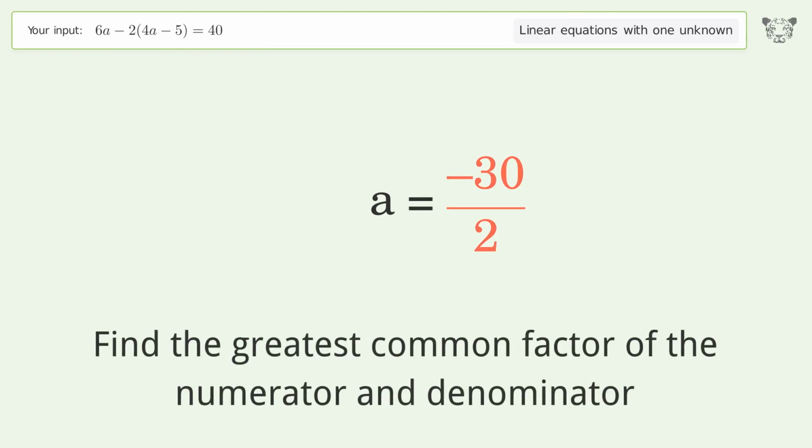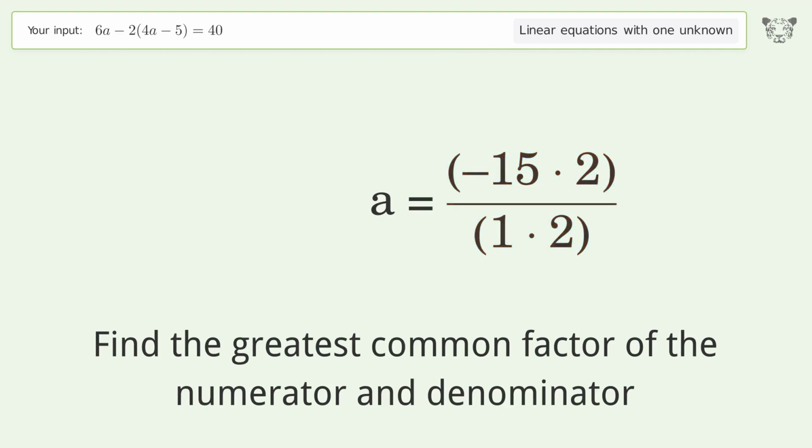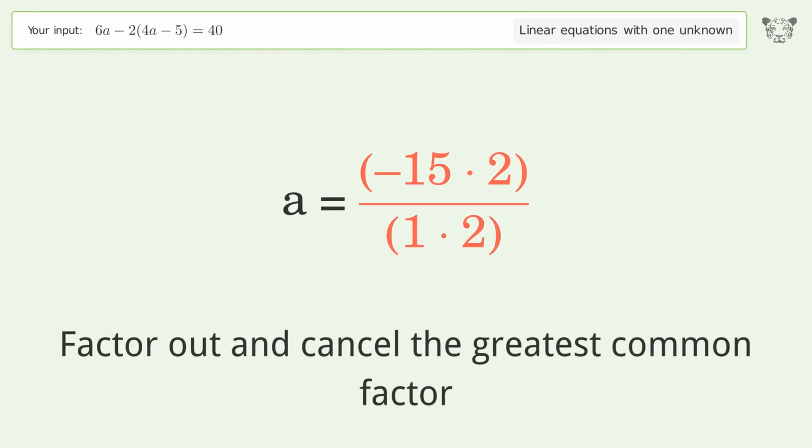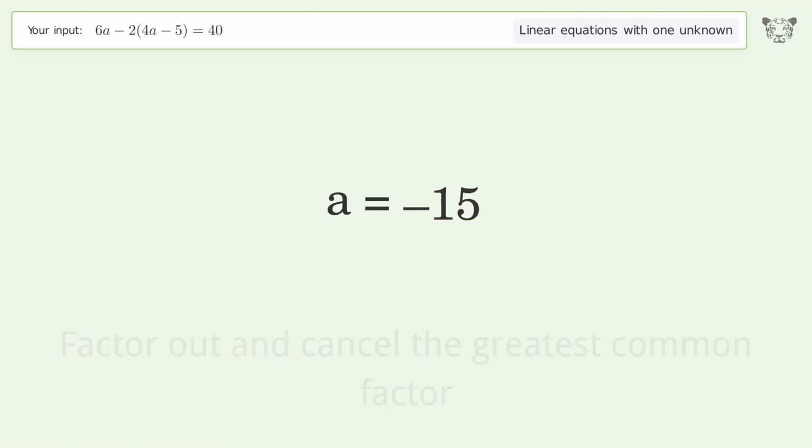Find the greatest common factor of the numerator and denominator. Factor out and cancel the greatest common factor. And so the final result is a equals -15.